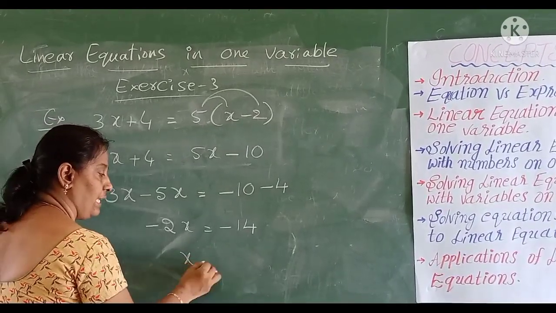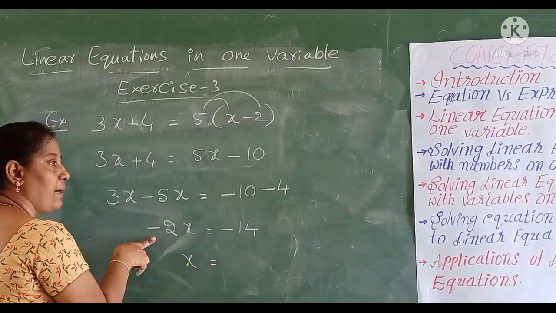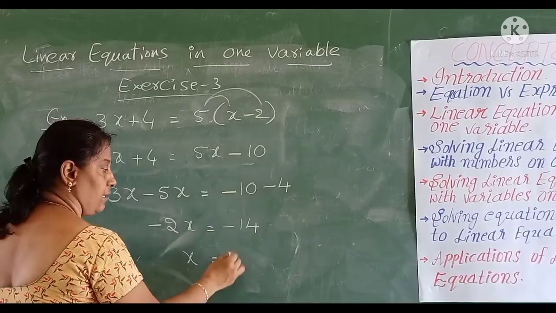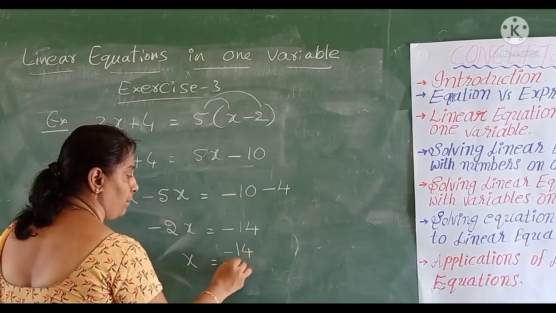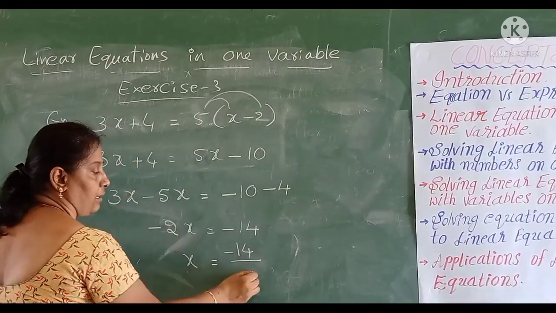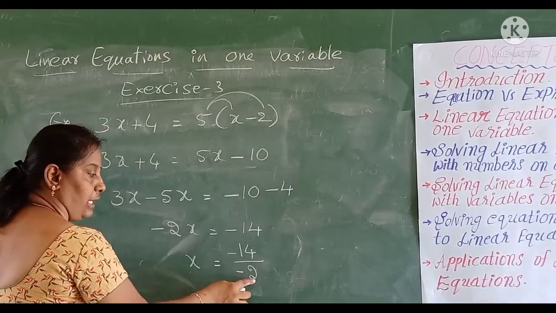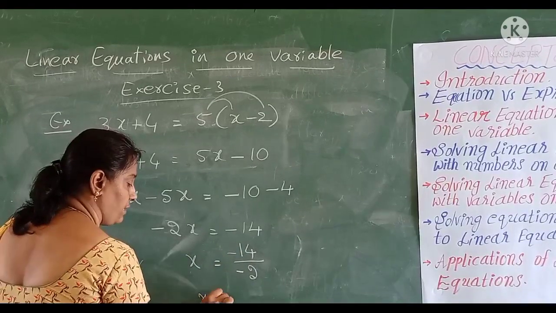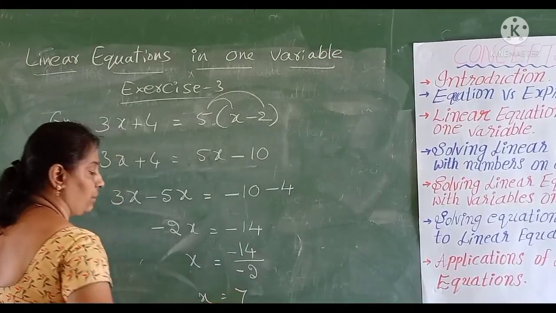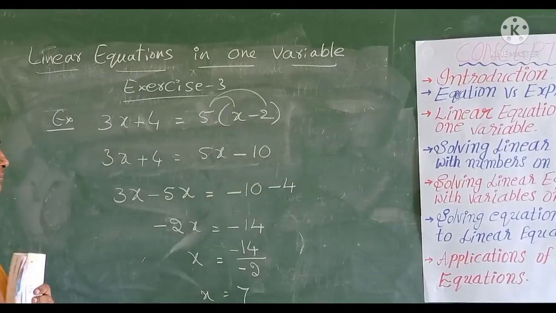We have to find only x here. Moving the minus 2 to the right hand side, it becomes division: minus 14 by minus 2. Minus minus will cancel. In the 2 table, 14 is 7 times. So x is equal to 7.